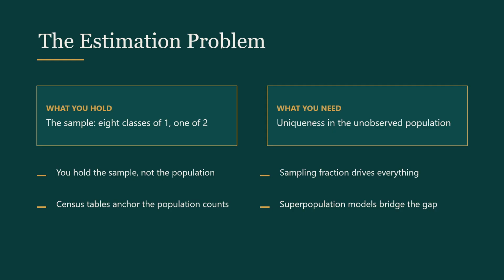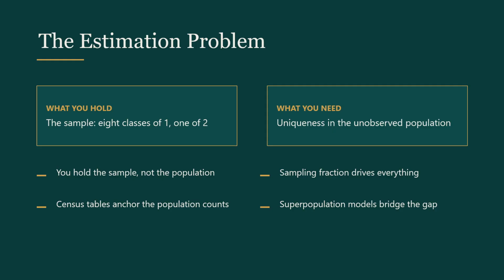This is the central estimation problem in statistical disclosure limitation, and appreciate its shape before we name any estimator. You hold a sample. You can compute its equivalence classes exactly. What you want is a statement about the population from which those records were drawn, and you do not have the population. 3 ingredients get you there.